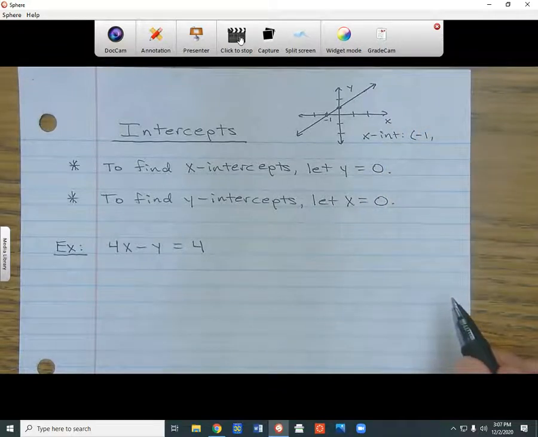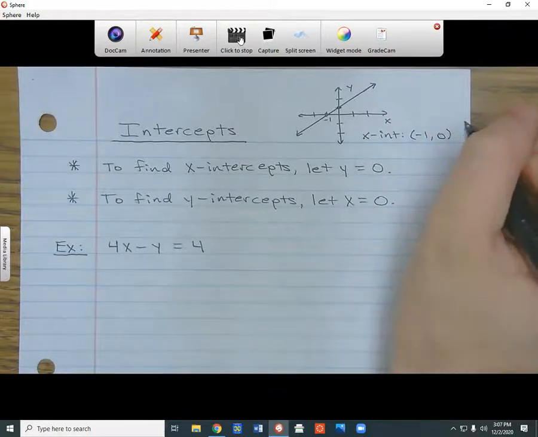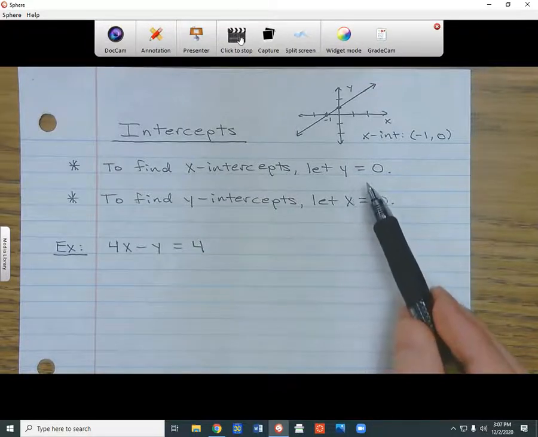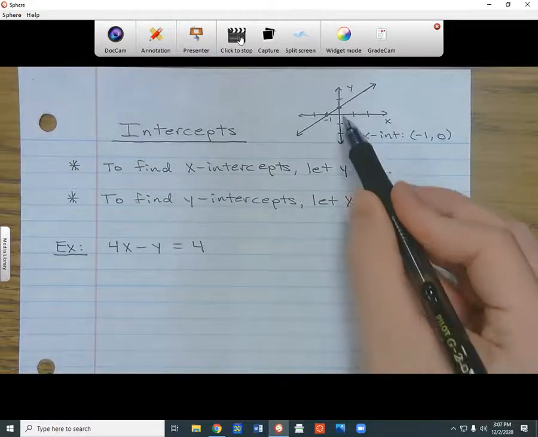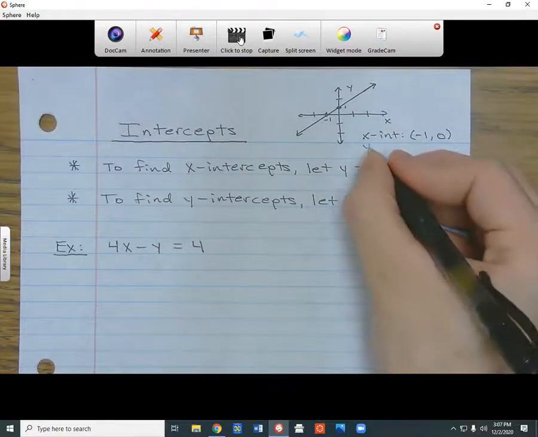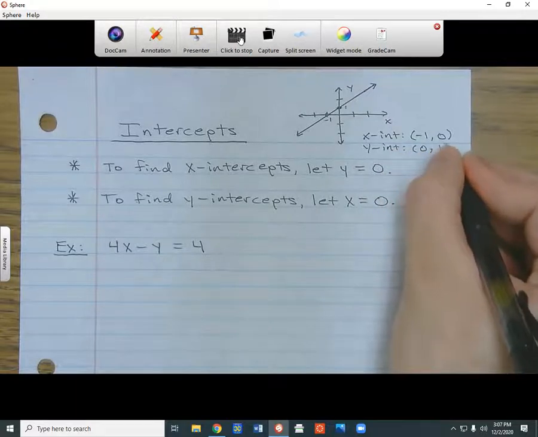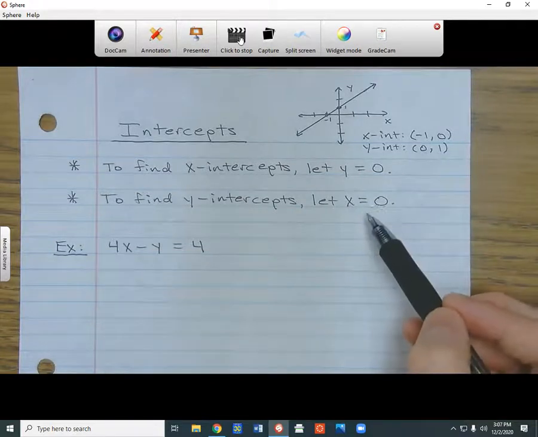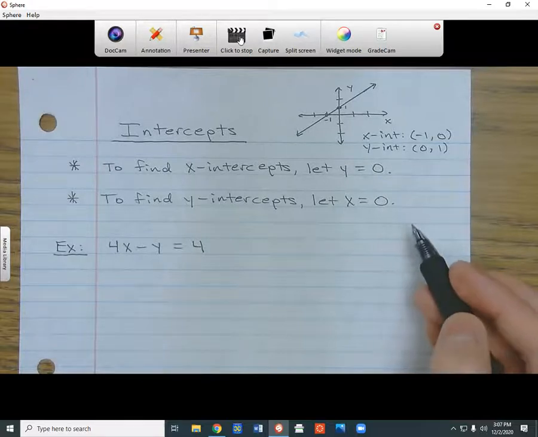But the y-coordinate is always going to be 0 when we talk about x-intercepts. So if you want to find the x-intercept, you want to let y be 0. Now, where does the graph cross the y-axis? It crosses up here at 1. So that means the y-intercept is going to be 0, 1. And the reason why I have a 0 in the x-coordinate is because I'm letting x be 0. So if you want to find the y-intercepts, you have to let x be 0.